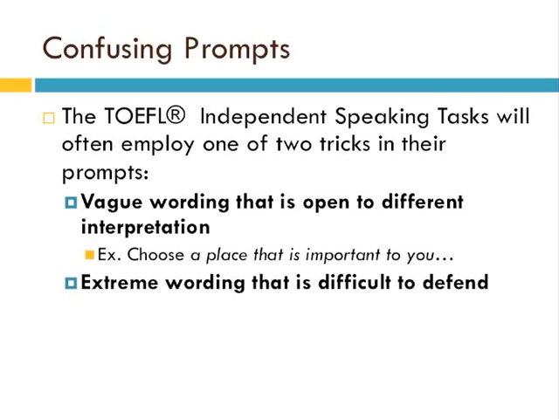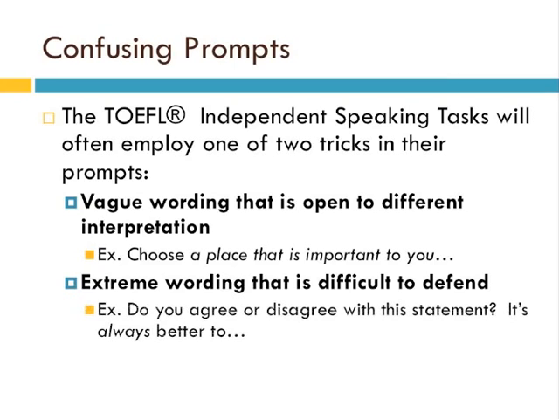Or you will see oftentimes that they will include extreme wording that is often difficult to defend. Now, we see this more, I think, in the writing sections. But don't be surprised if you see a question that might say, it's always better to do something. And do you agree or disagree with that? Or people should never. So notice those two words, always and never, are fairly extreme. If you think about it, there are not many things in life that we would always do or never do.